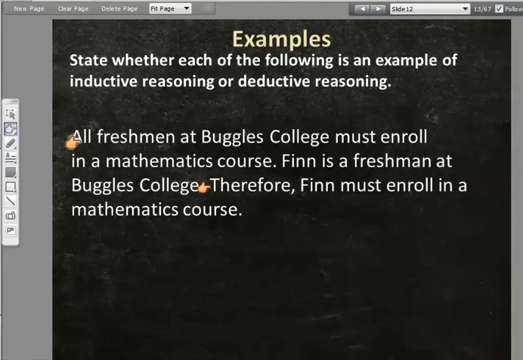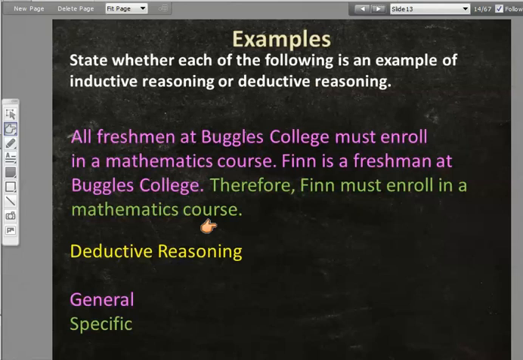Okay, looky here. All freshmen must enroll in a mathematics course. Very general. Finn is a freshman at Bugles College. I mean, there's a lot of freshmen. Finn's one of them. Therefore, Finn must enroll in a mathematics course. Well, again, that sounds very general to specific. All freshmen, pretty general. Okay? Finn must enroll in a mathematics course. That's pretty specific. So there we go. I highlighted them all up for you.